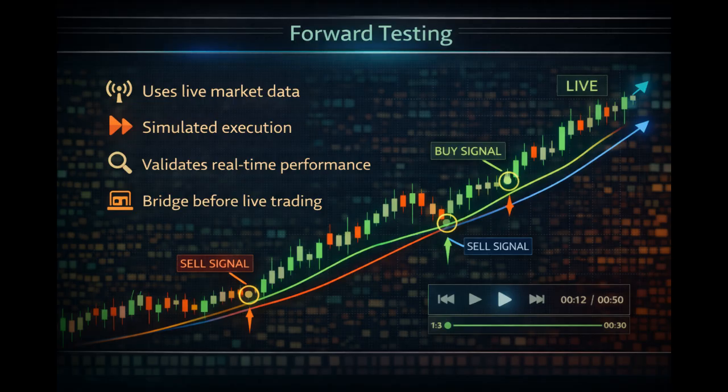Limitations of forward testing. Despite its advantages, forward testing also has limitations. Time requirement.